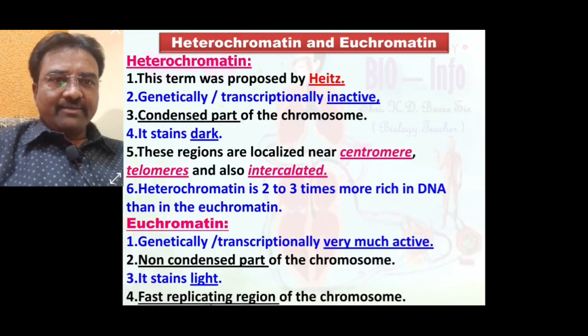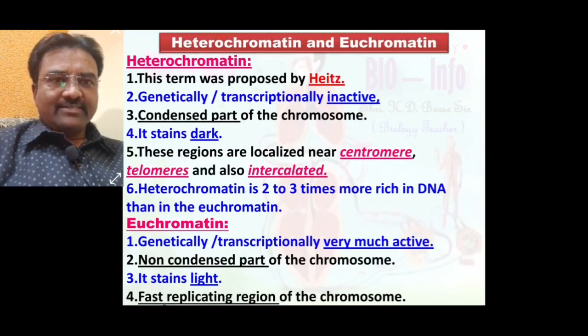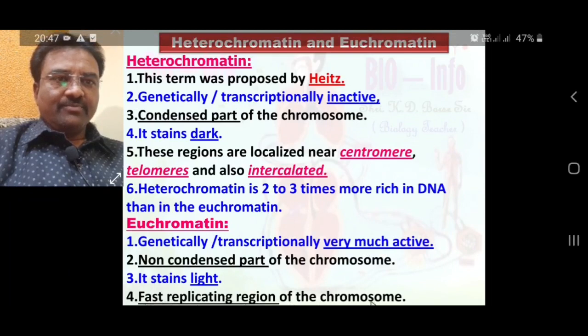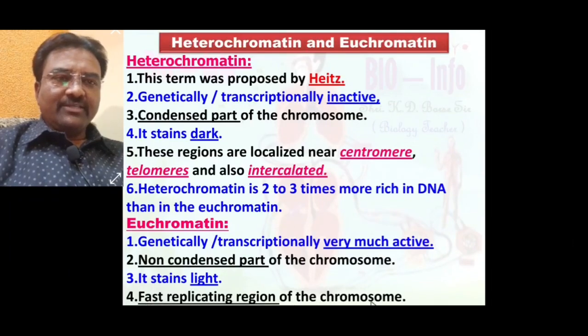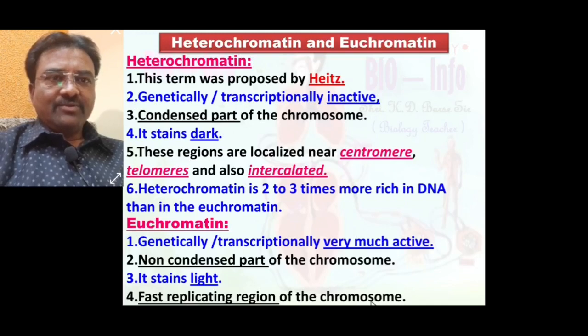Fast replicating region of the chromosome: euchromatin is a fast replicating region of the chromosome because it is very much active genetically. So euchromatin is the fast replicating region of the chromosome. All these points are noted here, as most of the time questions ask for the differentiation between heterochromatin and euchromatin. So up to this, today's lecture is completed.